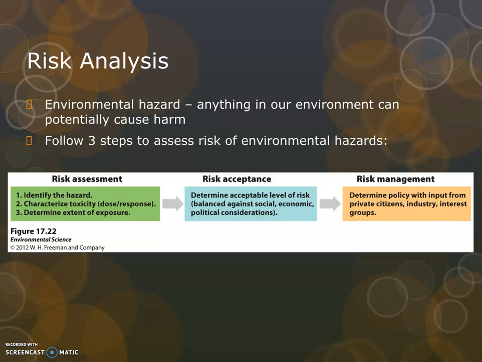If we look at an environmental hazard, it's anything in our environment that can potentially cause harm. And we follow 3 steps to assess this risk of environmental hazards. So we sort of look at what is the risk, we identify the hazard, we characterize the toxicity or the dose that's needed, we determine how exposed we are, and then we decide, is this an acceptable level of risk? And we balance that against the social and the economic and the political considerations. And then there's risk management. So determine a policy with input from private citizens, industry, or different interest groups.